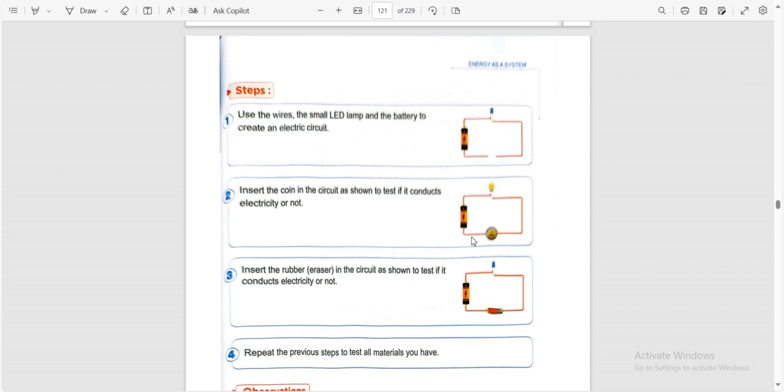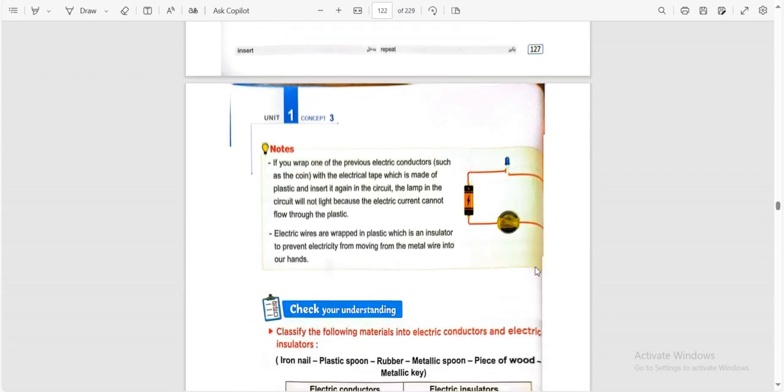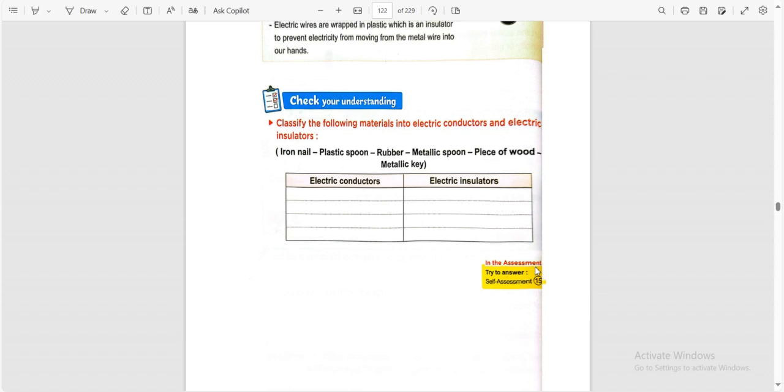So what happens when we place different materials? What happens when we put the coin? It lights up. What happens when we put a rubber, an eraser? It doesn't light up. So this activity helps you to know more about conductors and insulators, and you can try solving this. Which ones are conductors and which ones are insulators?